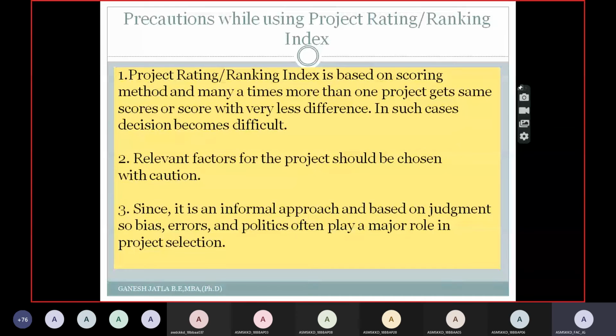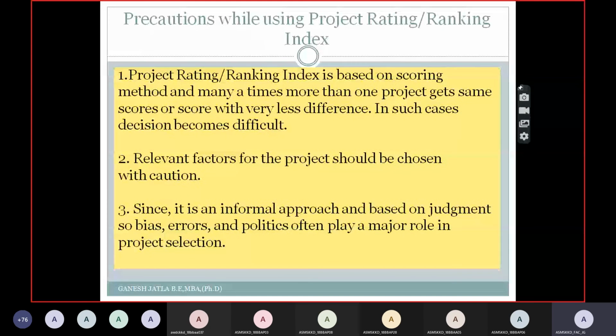Now the precautions while using the project rating index. As it is based upon a scoring method, sometimes you get the same score for 2 projects, or sometimes a very small difference. In such cases, the decision generally becomes very difficult for the project managers. And you must always identify the relevant factors for the projects with some caution. And it is an informal approach based on judgment. So you have some biases, errors, and sometimes politics are also played by people in choosing the indexes. So these are the aspects to be taken into consideration.